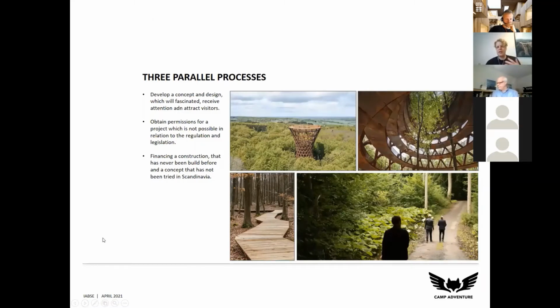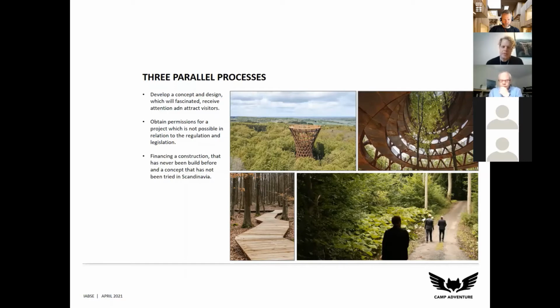But otherwise, we have done 3 parallel processes at the same time. First of all, for making a success, we needed to develop a concept and design that would fascinate, receive a lot of attention, and also, of course, attract a lot of visitors. I will not talk that much about that because I think Tue will take that angle about the architecture and design. Then we also needed, of course, to obtain a lot of permission for it, because it is not at all possible to do what we have done.